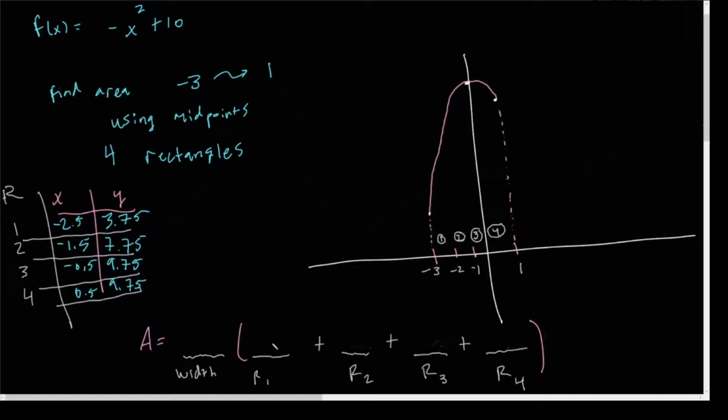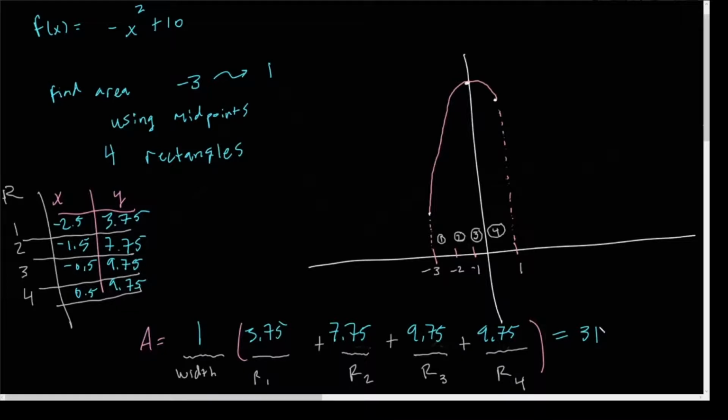So each of these rectangles are just 1 wide, so that doesn't even really matter, right? And so these are the heights, the 4 heights. I get 3.75 plus 7.75 plus 9.75 plus 9.75. So times 2 plus 7.75 plus 3.75. Did we get 31 units?